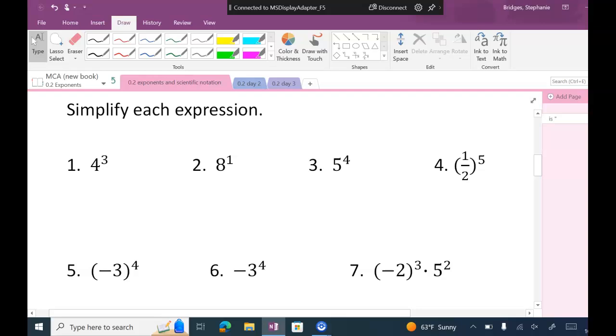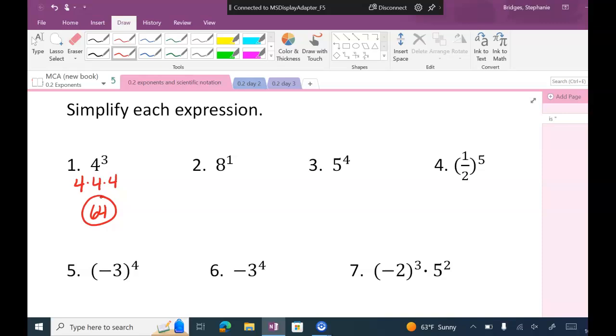The first few are very simple. We've got 4 to the third power. That means I'm going to go 4 times 4 times 4. You can do that in your calculator, or you can just multiply. Either way, 4 to the third power, again, means 4 times 4 times 4, which gives me 64. So go ahead and try 2 and 3.